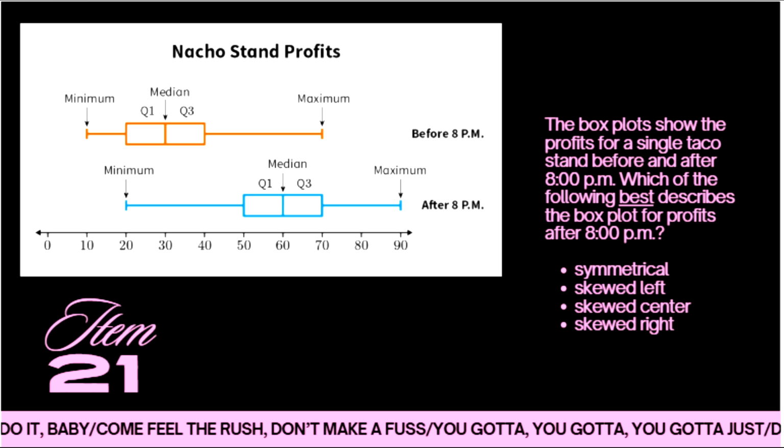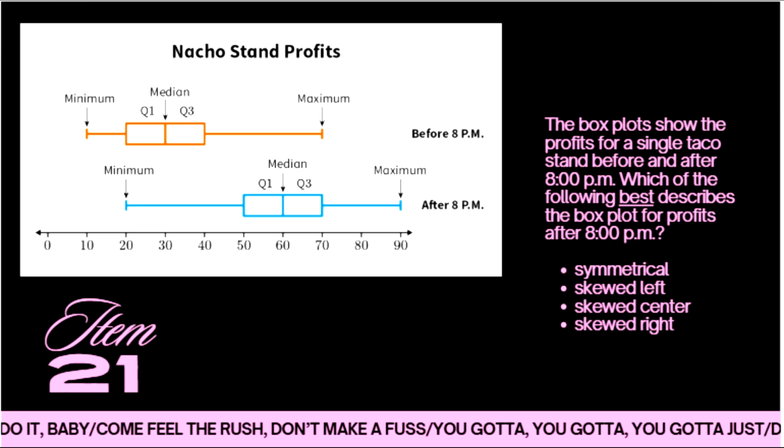The box plot shows the profits for a single taco stand before and after 8 p.m. Which of the following best describes the box plot for profits after 8 p.m.? So we're looking only at this blue one. Is it symmetrical? No. This is much shorter than this one. Is it skewed left? So this is most of the information right here. The head is going to be over here, and the tail is going to be like this.